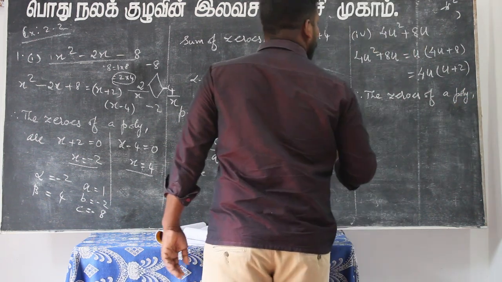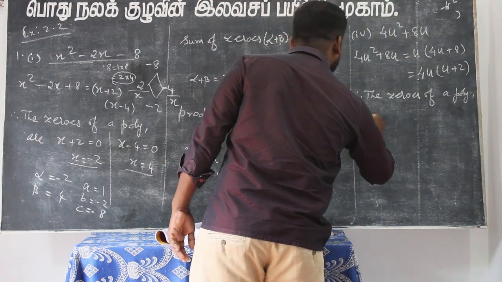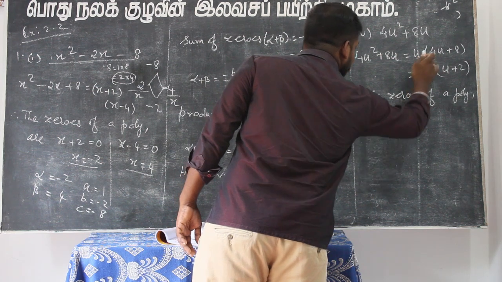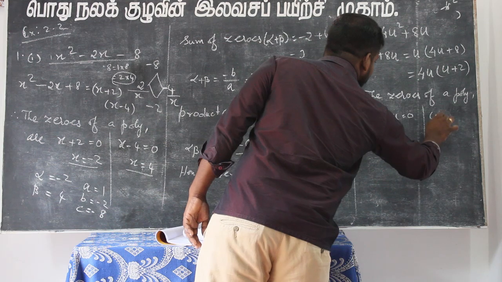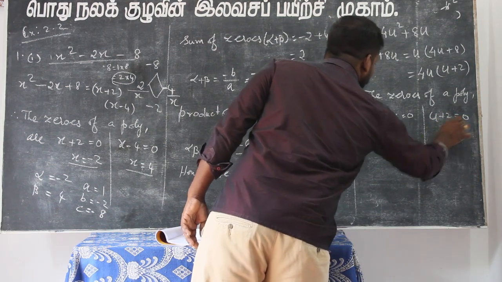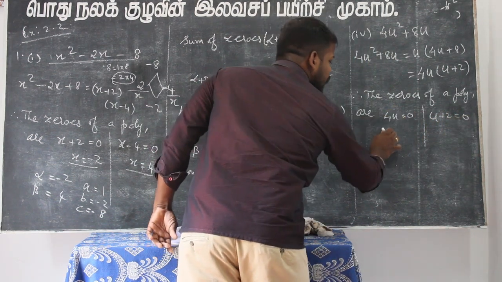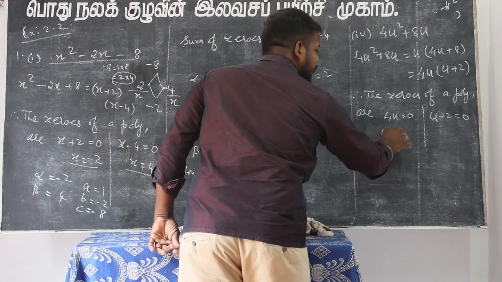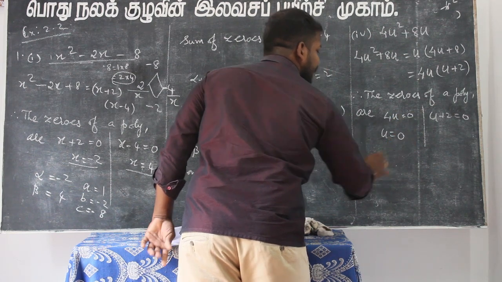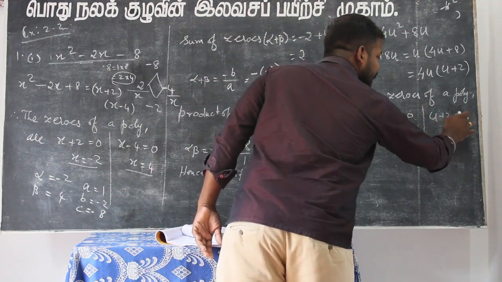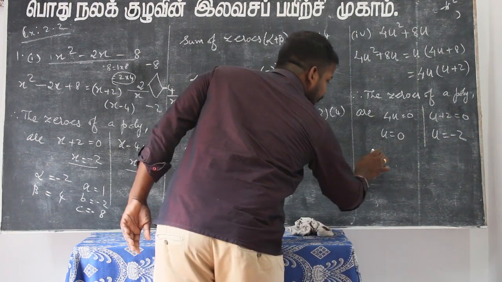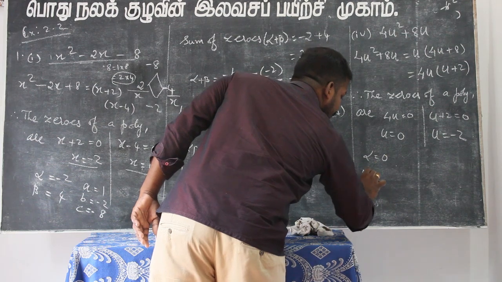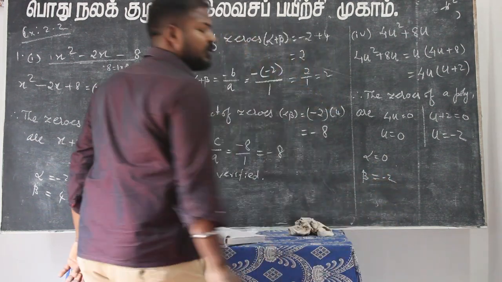Zeros of the polynomial. What do we have here? First case, 4u is equal to 0, and second case, u plus 2 is equal to 0. So 4u equals 0, u is equal to 0 divided by 4, u is equal to 0. Second one, u plus 2 is equal to 0, u is equal to minus 2. Your alpha is equal to 0, your beta is equal to minus 2.